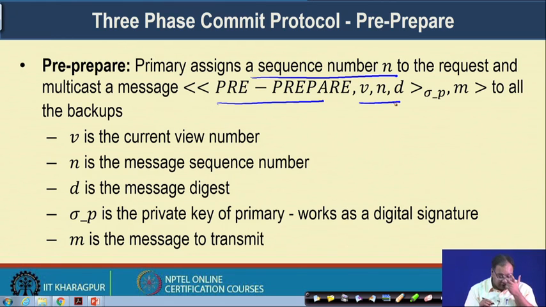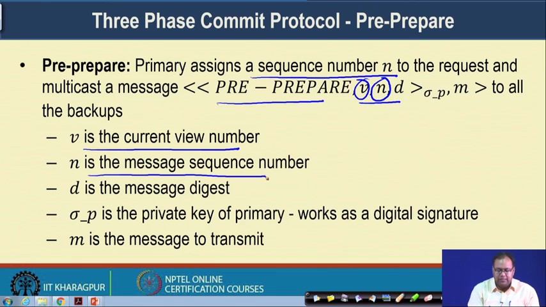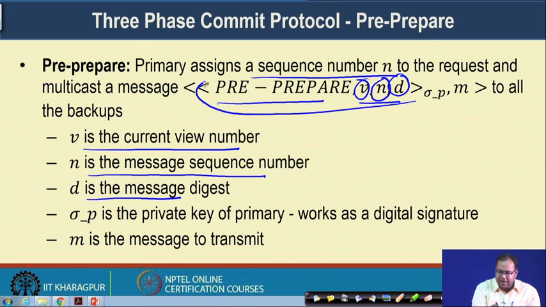Let us see what these parameters are. Here v is the current view number, so you are ensuring that the message you receive is from the current view. Then n is the message sequence number that the primary has included in the message. d is the message digest, and this entire pre-prepare message is encrypted with the private key of the primary.